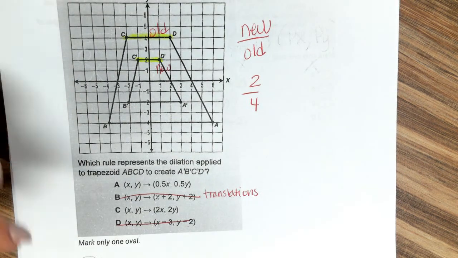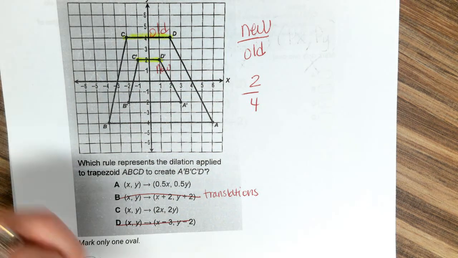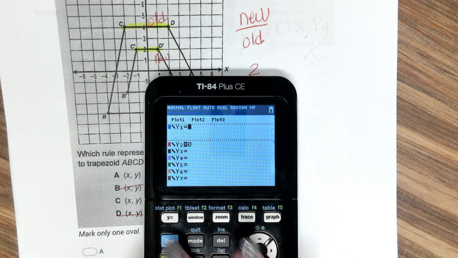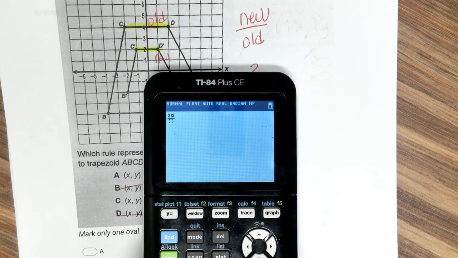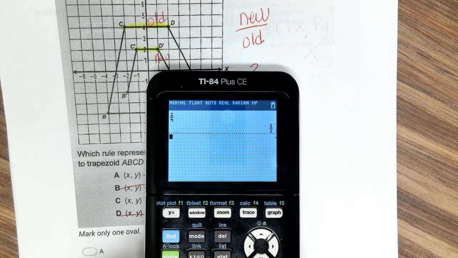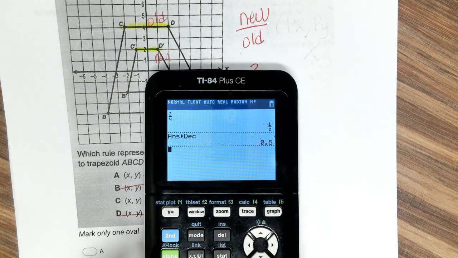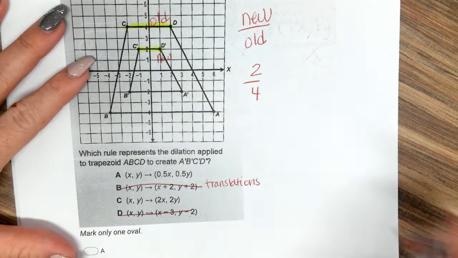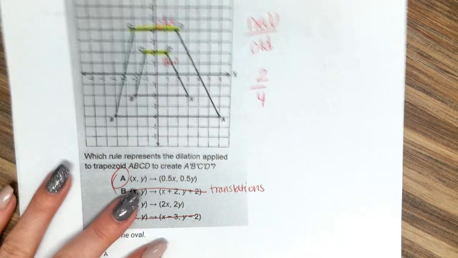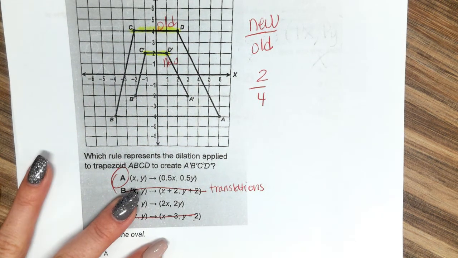Do any answers say 2/4? No. Can I put that in my calculator and simplify it? All right, so I go to my calculator. I go to alpha y equals, 2/4. Still doesn't look like it. What can I do now? Math, decimal, enter, which is 0.5. So the answer is A. All right, next question. Do you have any questions so far? Are we okay?